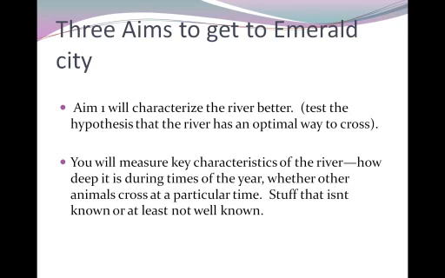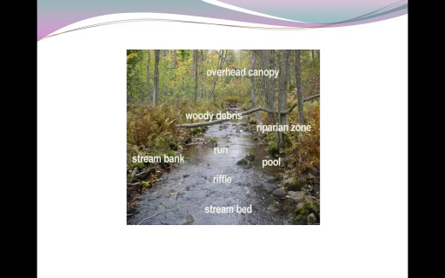In aim 1, you're going to measure key characteristics of the river, how deep it is during times of the year, whether other animals cross at a particular time, and maybe that's something that you've thought of that nobody else has thought of. Stuff that isn't known, or at least not well known. That maybe your novelty could come in here, in aim 1 even.